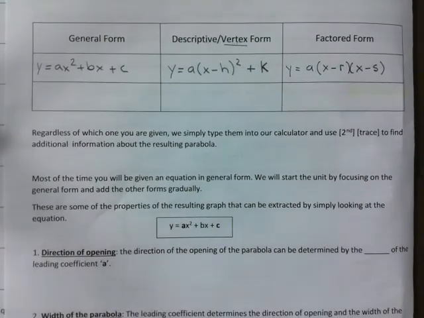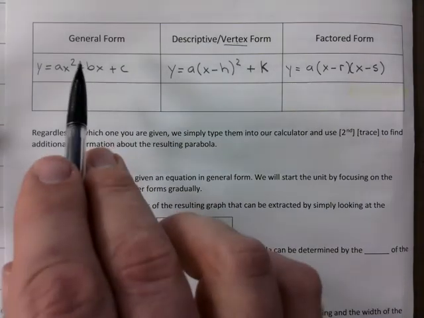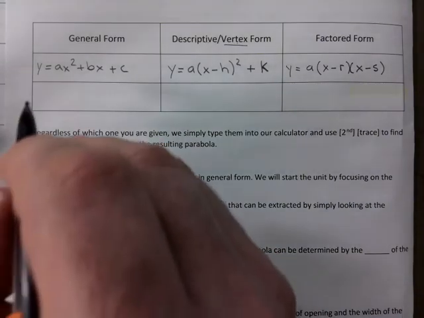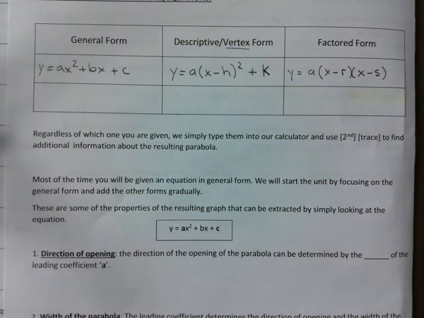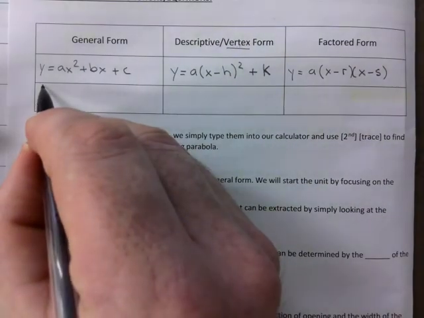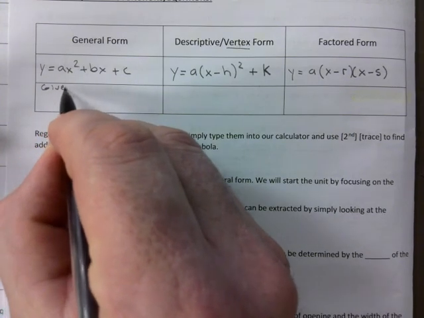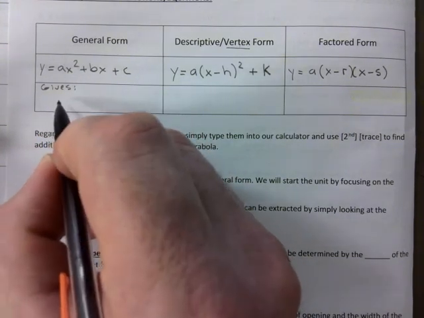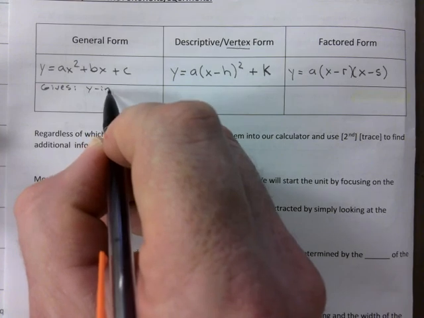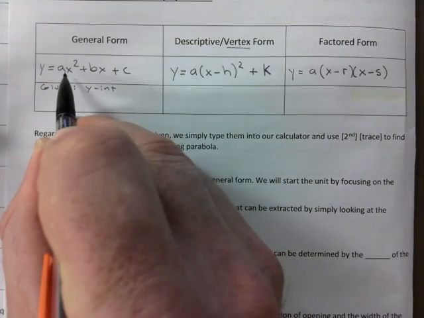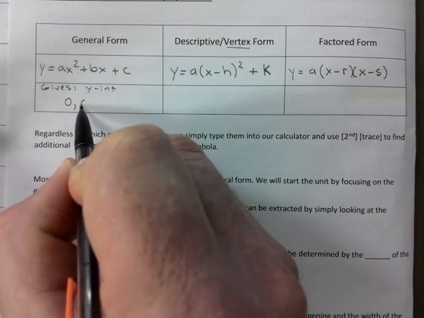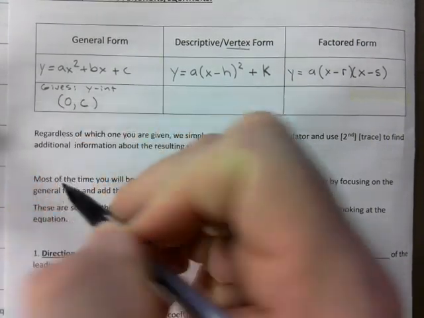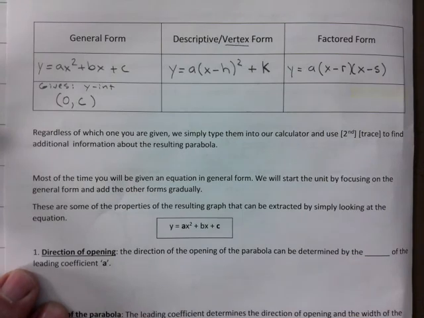Don't panic too much just yet. We're going to focus on the general for the most part. And each one of them gives you something just by looking at it. Okay, so this one gives the y-intercept. And so just by looking at it, you know that the y-intercept is 0, c. You don't need a calculator for it. You could just look at it. It's like, I know what the y-intercept is.